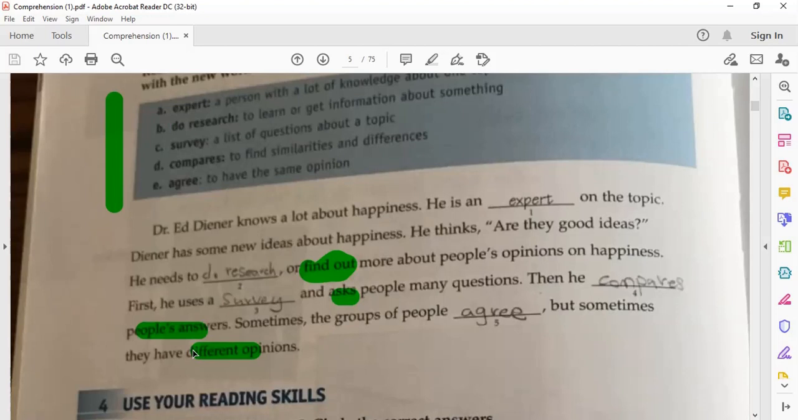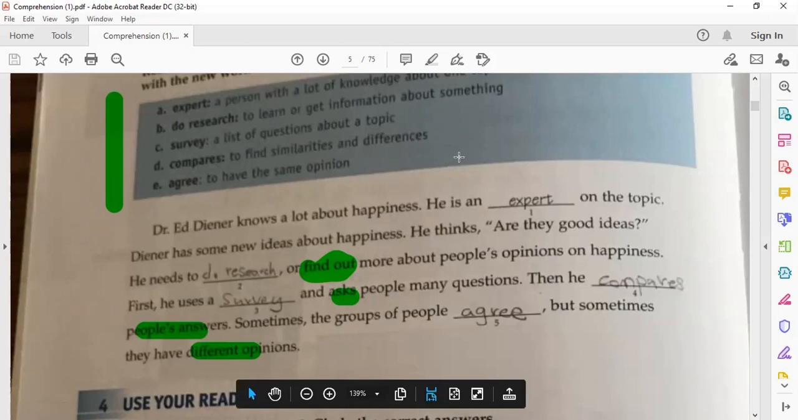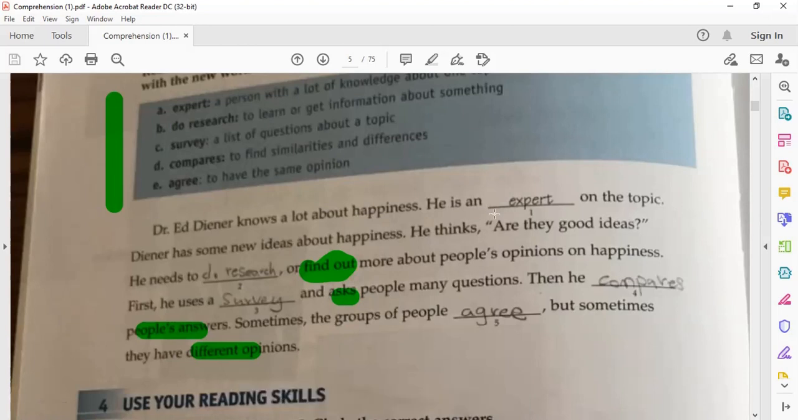Dr. Ed Diner knows a lot about happiness. He is an expert on the topic. Okay, stop. Here, he gave us the first answer of the first gap. So he has what? The keyword, هنا يعني الكلمة الرئيسية هنا. He knows a lot about happiness, which means the words a lot here explain that he has lots of knowledge, which means he is an expert. Okay, go on.